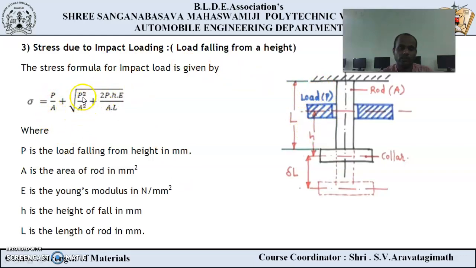under root of P square by A square plus 2 P H E by A L, where P is the load which is falling from the height, A is the area of the rod in mm square, E is the Young's modulus in Newton per mm square, H is the height of fall in mm, and L is the length of the bar in mm.